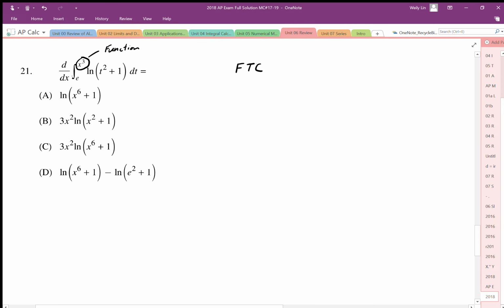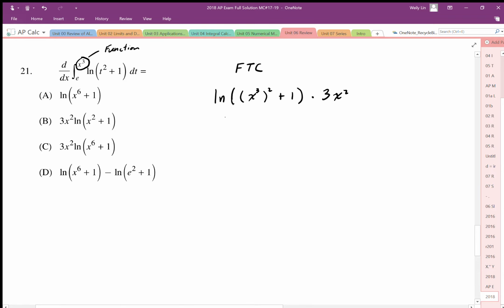So what I'm going to end up with is the integral and derivative undo each other. So I'm left with the same function I started with, t squared ln of t squared plus 1. And I'm going to substitute in my endpoint of x cubed. Now because this becomes an embedded function, when I differentiate, I have to apply chain rule. So there's my chain rule.